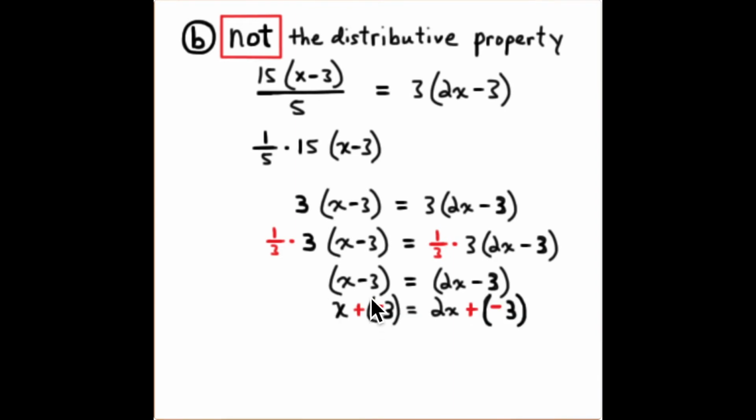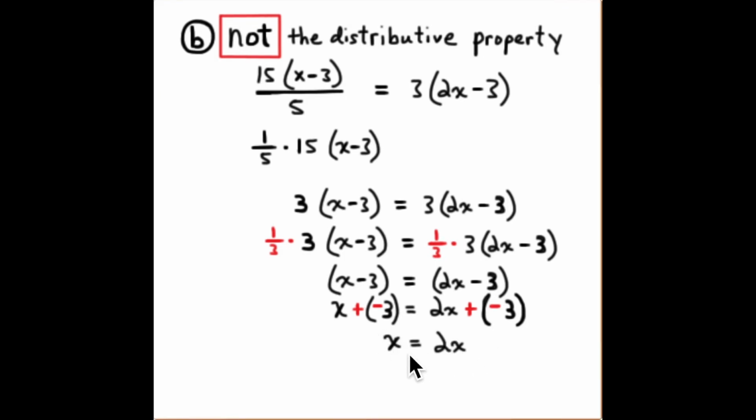And I'm going to change this subtracting a positive 3 to adding a negative 3, just so I can keep track of the signs of the numbers. So this is adding a negative 3, adding negative 3. And so now I can actually add a positive 3 to both sides to get rid of that negative 3. It just makes the operations easier for me if I change it to addition. So now I have x equals 2x, and now I can add a negative x to both sides. And so I have 0 equals x. 2x plus a negative x is 1x, and x plus a negative x is 0.